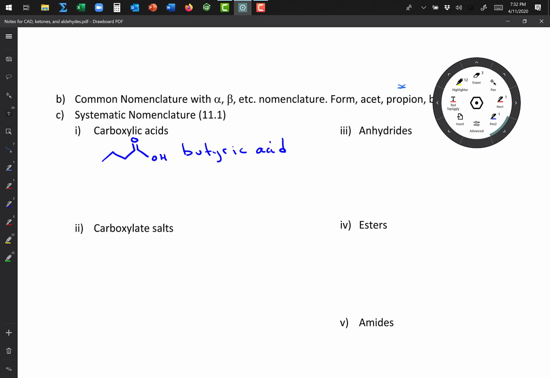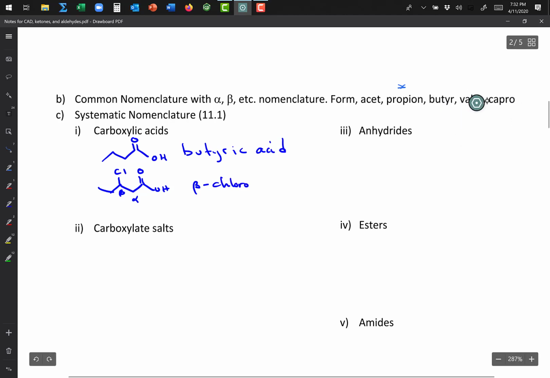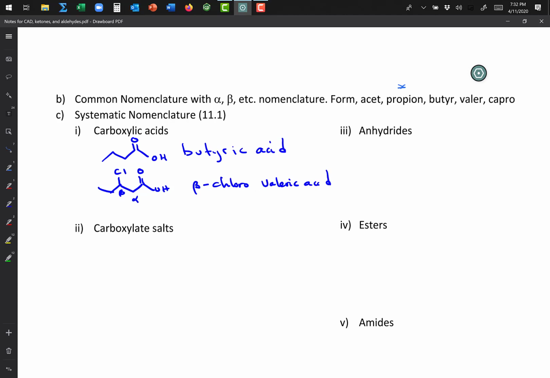If I had a chlorine in the second position, that is, if I had, let's do this. I'll do one here like this. I'll do the chlorine there. So the common name would be, this is alpha and beta. So this is beta chloro, and then it's a 5-carbon, and 5 is the valeric, so valeric acid. I don't need the hyphen, sorry. So it's a beta chlorovaleric acid.